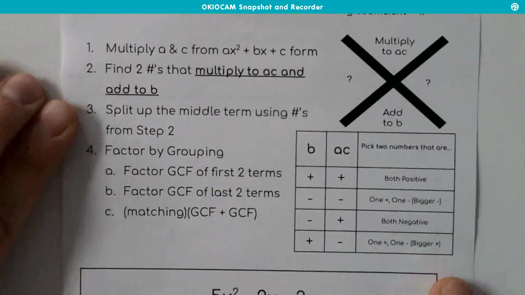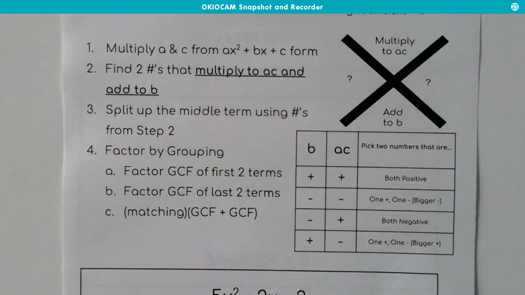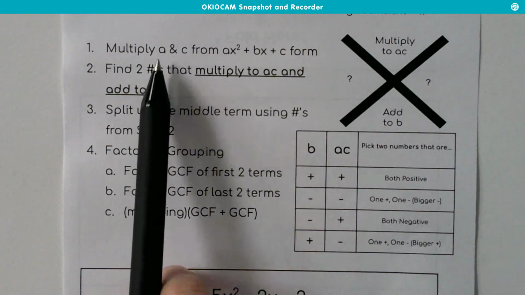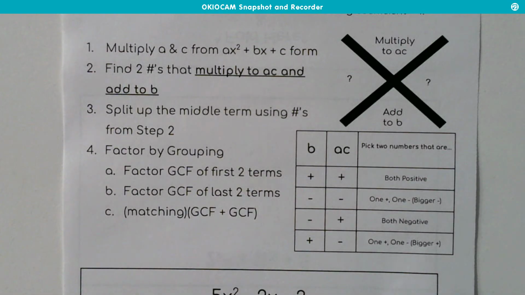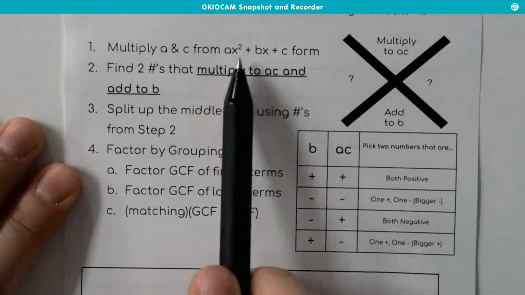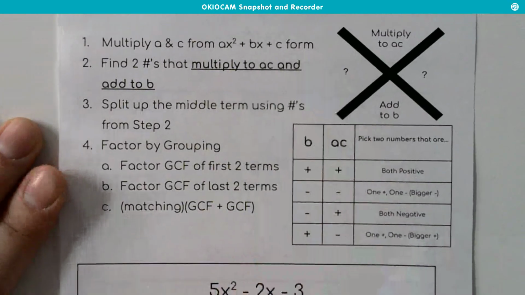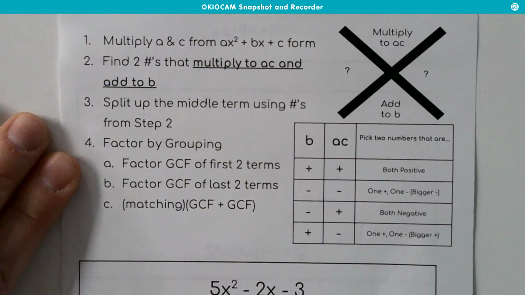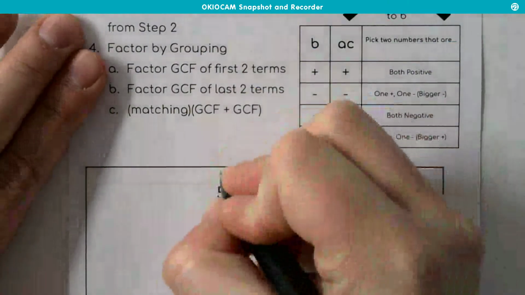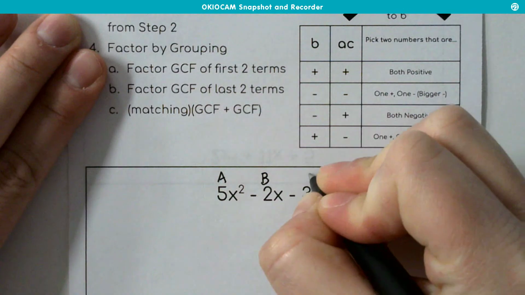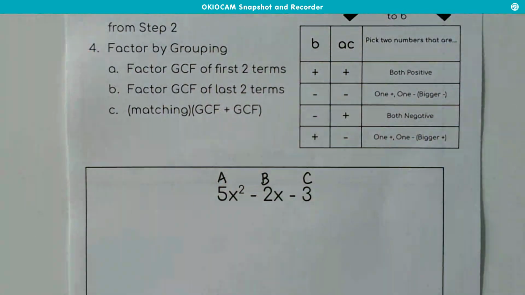Okay, here are your steps. Step 1, we are going to multiply a and c together. So we're going to identify a, b, and c, and multiply the a and c together. Down here on this first problem, I'm going to do step by step on each problem. We are going to label these A, B, and C. So A is 5, B is -2, and C is -3. I'm just labeling which one's which.